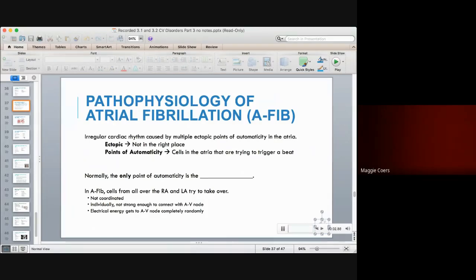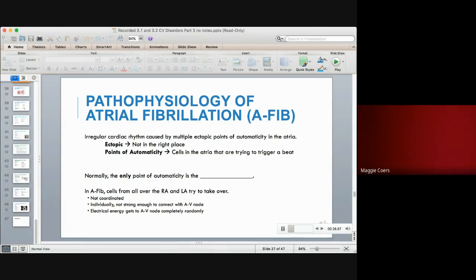So the last topic in this cardiovascular disorders lecture is atrial fibrillation. So here is the pathology on AFib. AFib is very common in older adults. It is an irregular cardiac rhythm caused by multiple ectopic points of automaticity in the atria. Ectopic again means not in the right place. Points of automaticity are cells in the atria that are trying to trigger a beat.